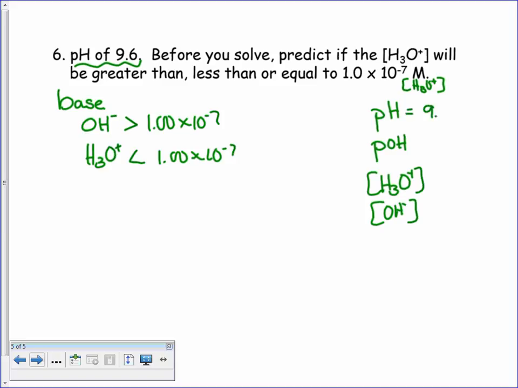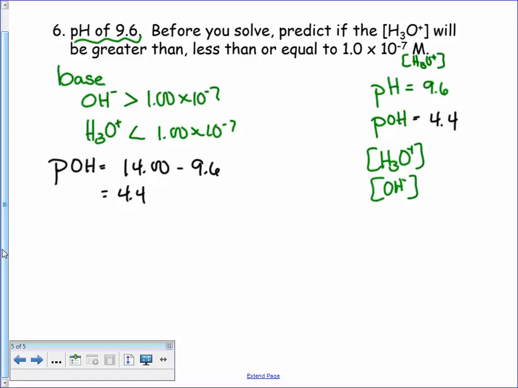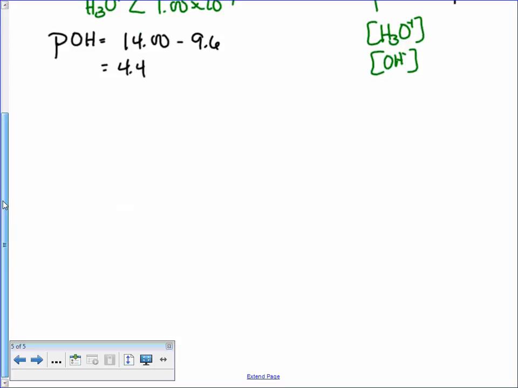Okay, so we've been given the pH 9.6 to start the problem. We will calculate the pOH. pOH equals 14 minus 9.6 for the pH. And that's going to give us a pOH of 4.4. Okay, I guess now I have to show you how to get the concentration of the ion from the pH or pOH, and it really is easy.